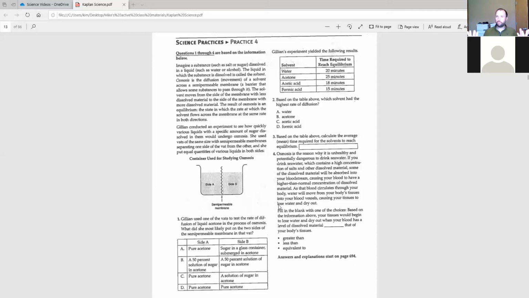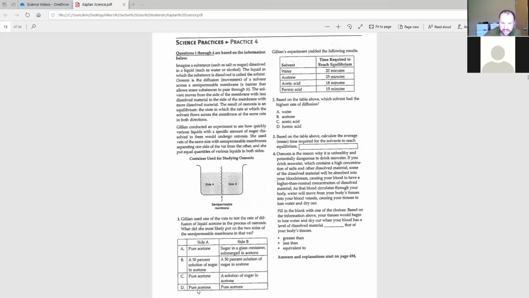And so it's like if we had salt water on one side and salt water on the other side, if we were testing the rate of diffusion of salt in water, we couldn't test anything because both sides are already equal. So B and D don't make any sense. So it's either going to be A or it's going to be C.